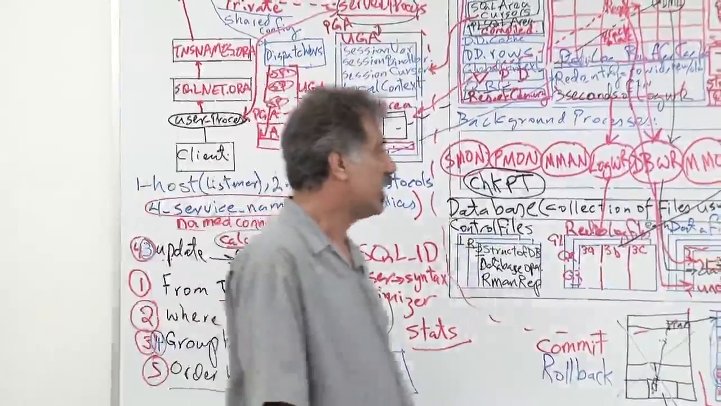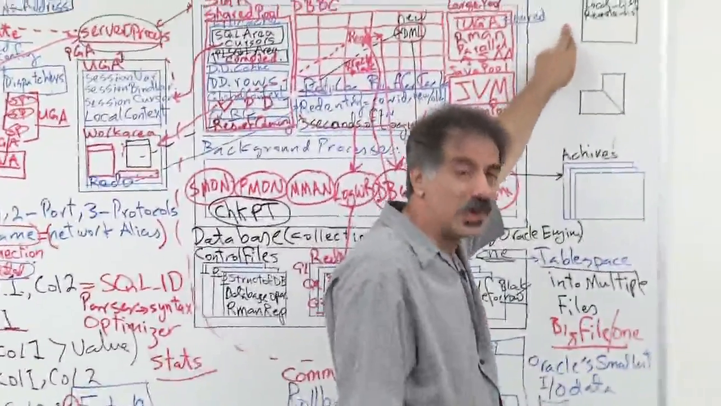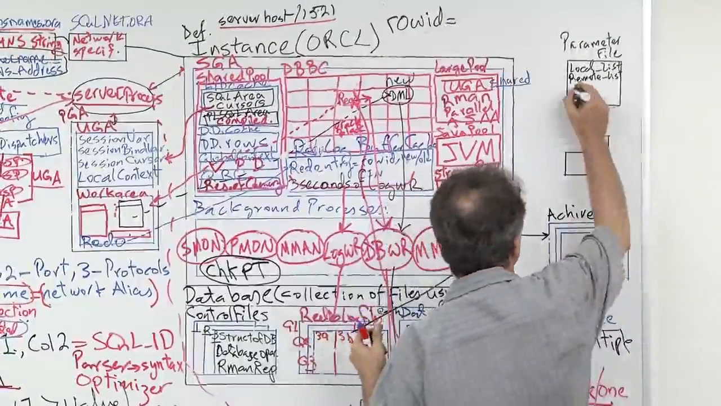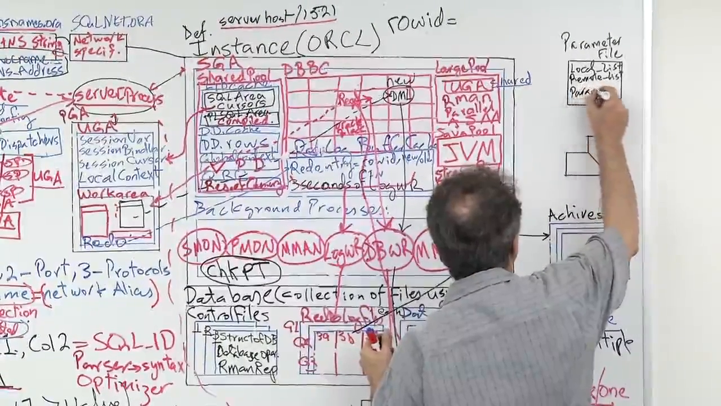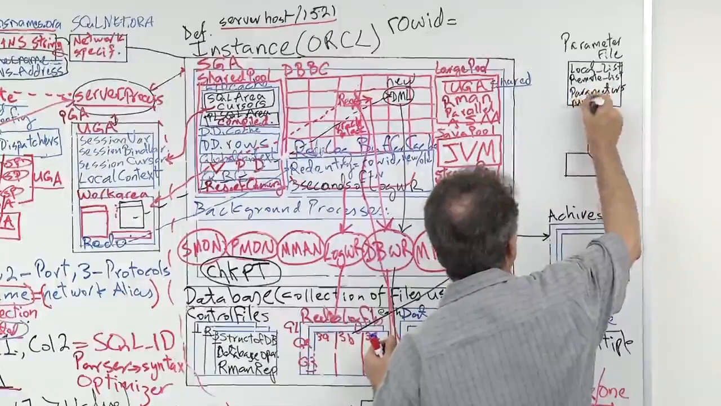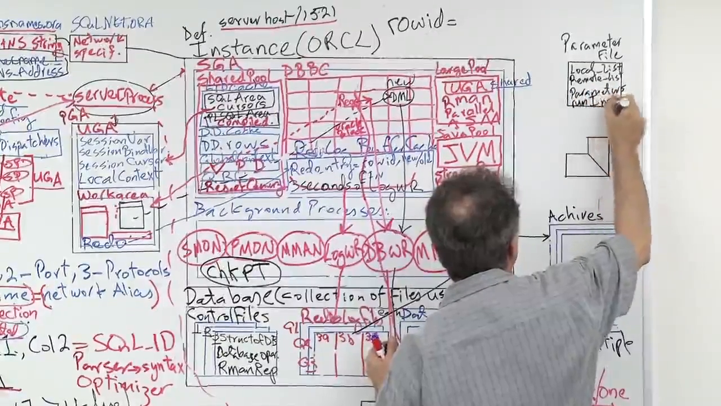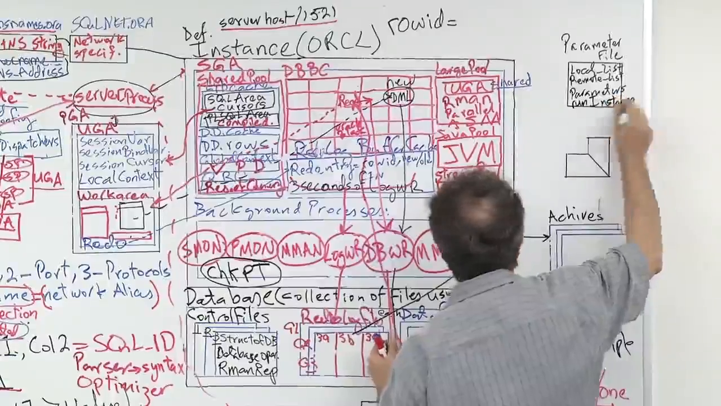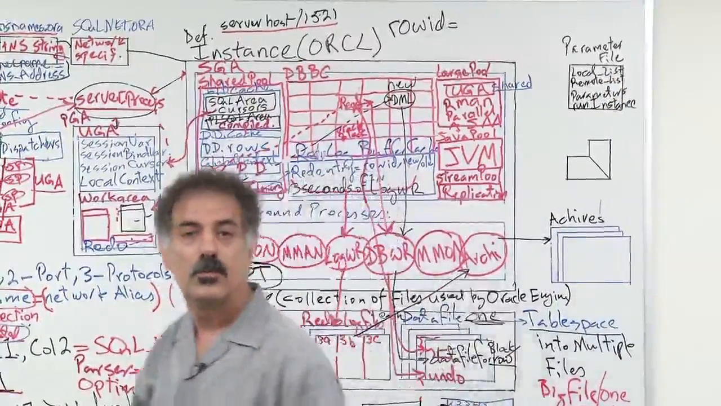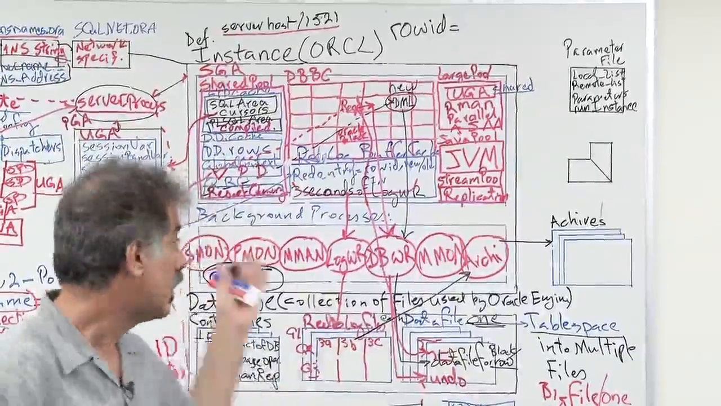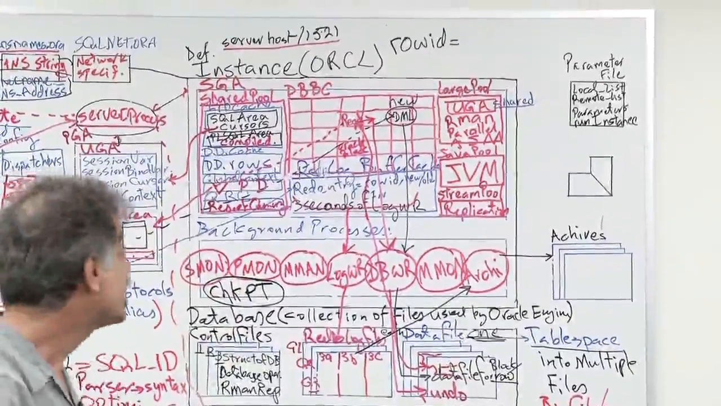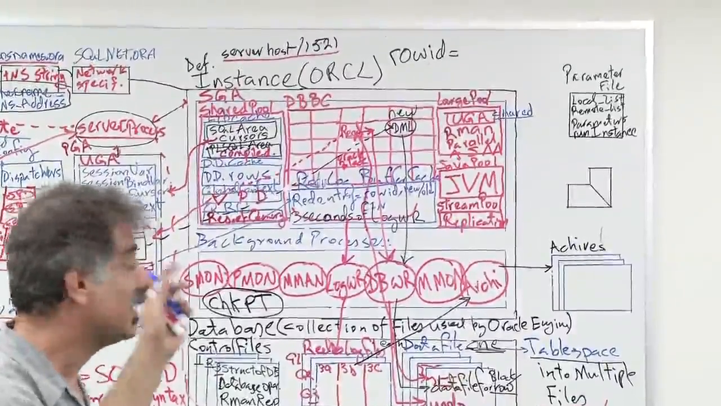Then, over here, we talked about the parameter file, where it has all of the parameters that we need to run our instance. The parameter file is about this instance. What is the information about that instance? And all of the specifications that I need to get that instance started.